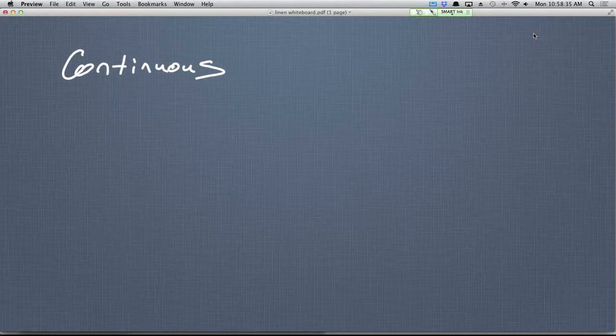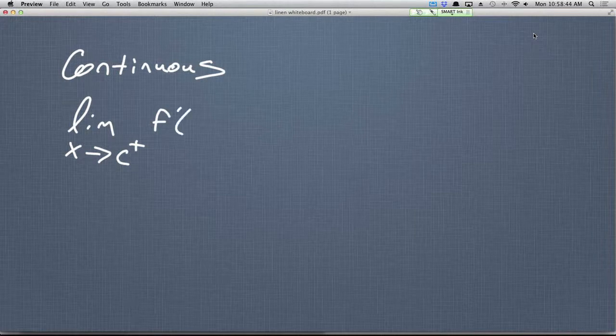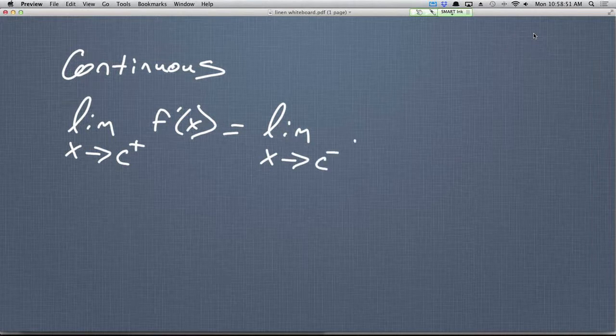Okay. Second part is, for something to be differentiable, the limit as we approach some x value from the right of the derivative must equal the limit as we approach some x value from the left of the derivative. And notice, what am I taking the limit of? I'm taking the derivative. I'm taking the limit of the derivative. That's what I've got to keep in mind and not get confused.